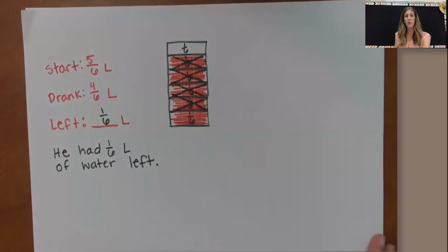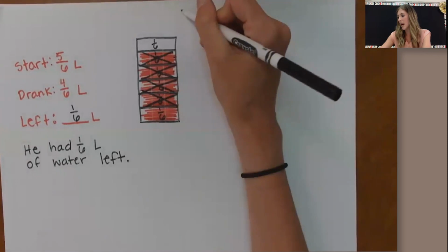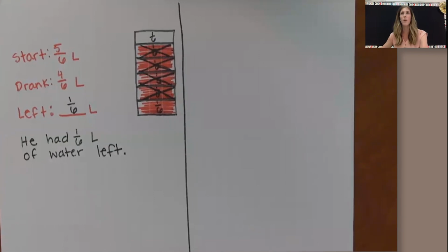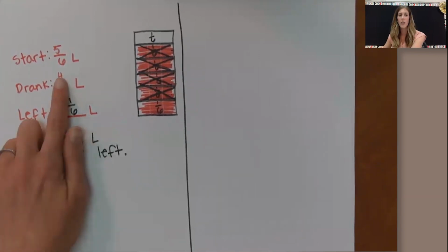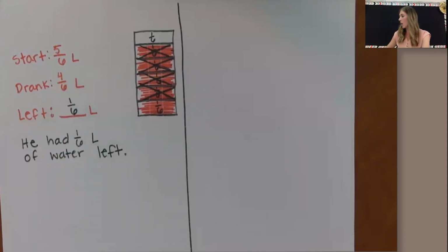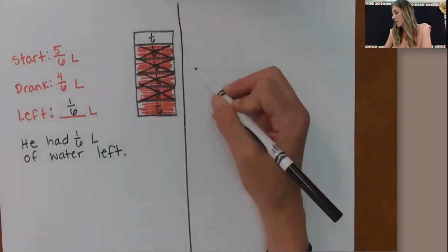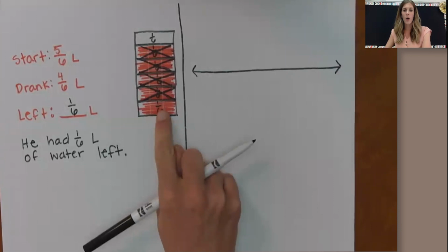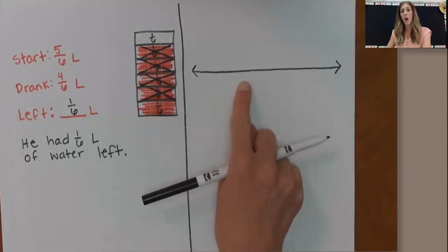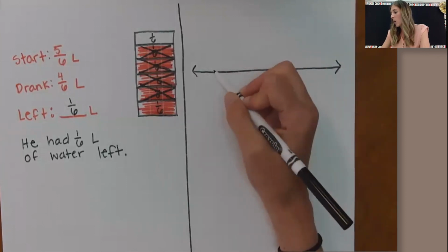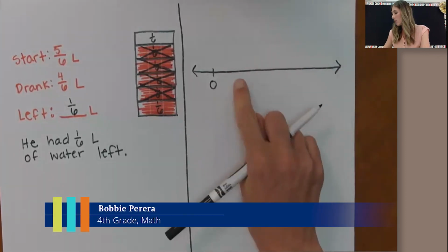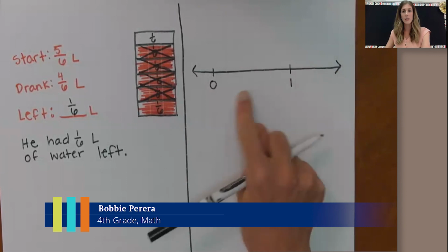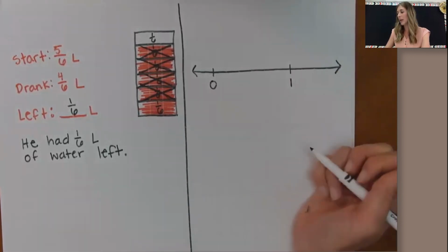We could also model this with a number line. So I'm going to put those side by side so that we can look at both of those models to solve the same problem. So again, we already know how much water he started with, how much he drank. So we need to draw a number line. And just like we split our water bottle up into 6 equal parts, we need to split our number line up into 6 equal parts. We're only dealing with one whole, so I'm good with my number line just going from 0 to 1 because I'm only looking at one whole piece, and I need to split it into 6.